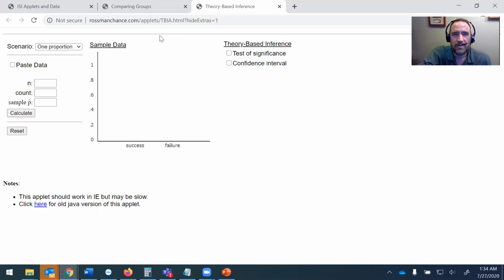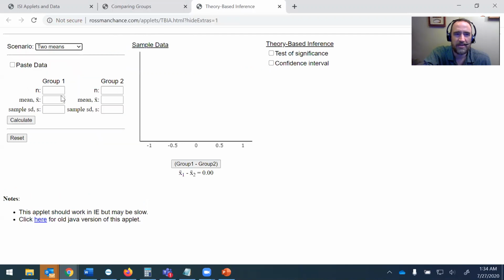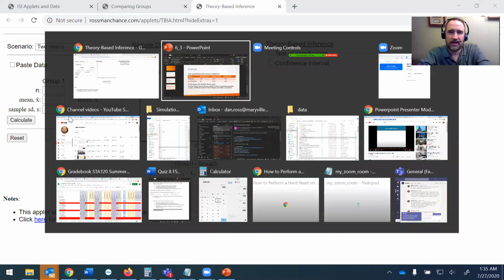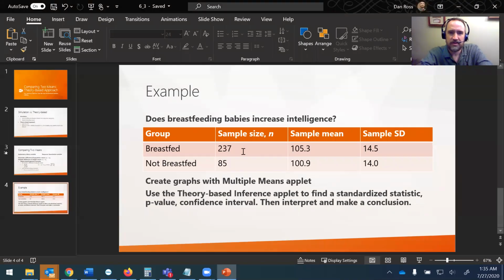So how do I do a theory-based approach with comparing two means? Well, I certainly don't want to look at one proportion. So the first thing is to figure out what scenario I'm in, and I'm going to be comparing two means. That'll change the information I put in here. And so now what I need for each group is their size, their mean from that group, and the standard deviation from that group. I'm going to go ahead and use the breastfed group as group 1.